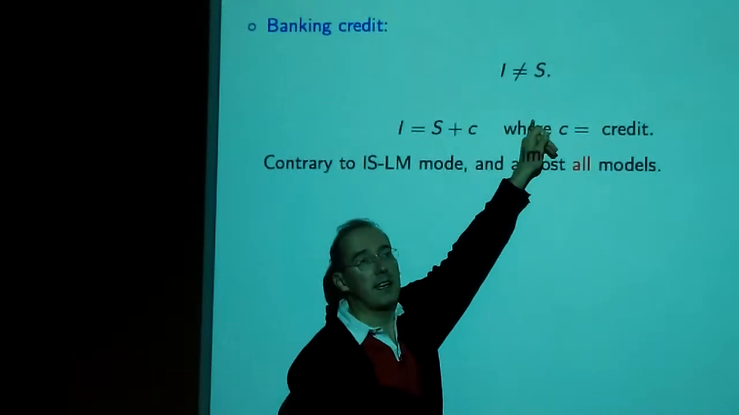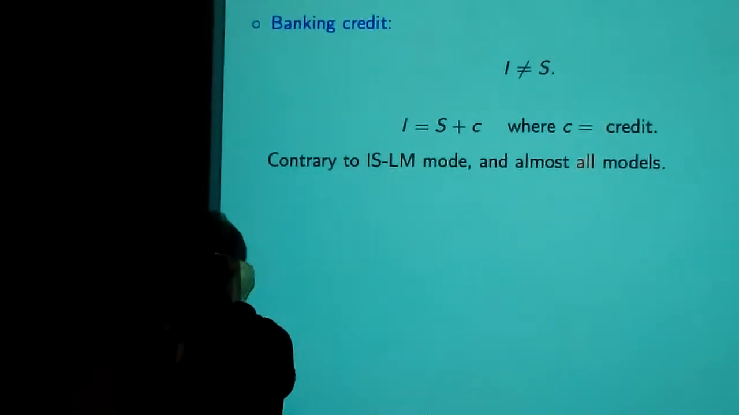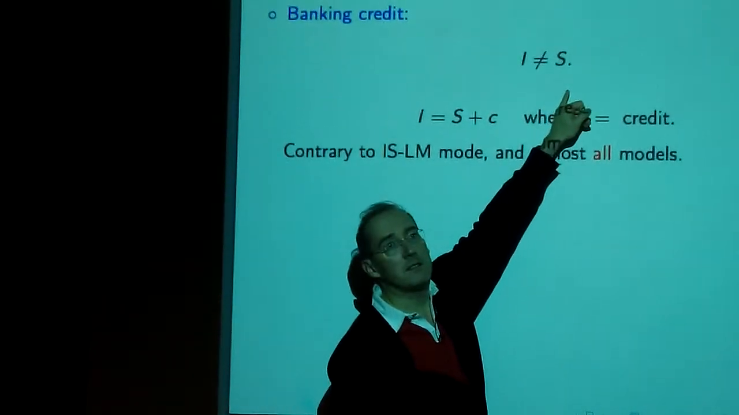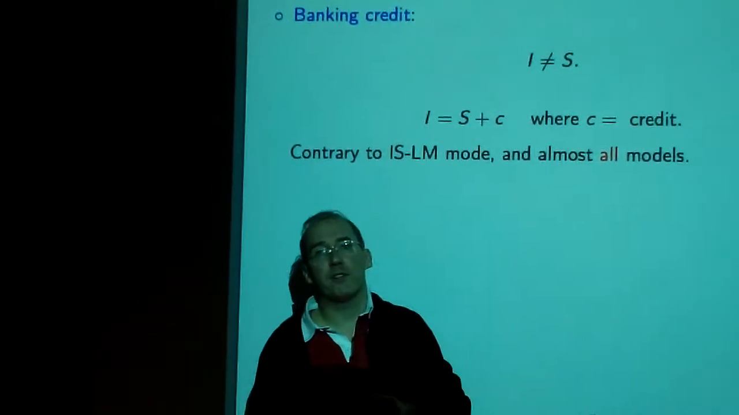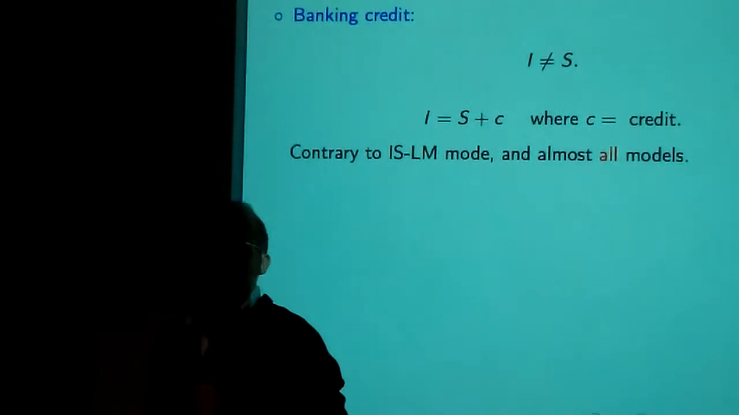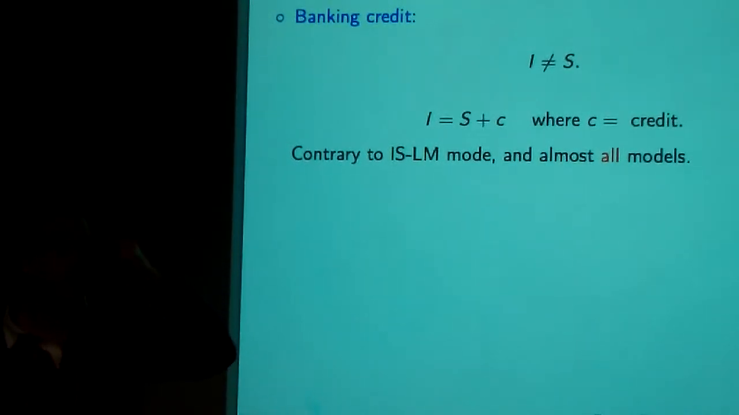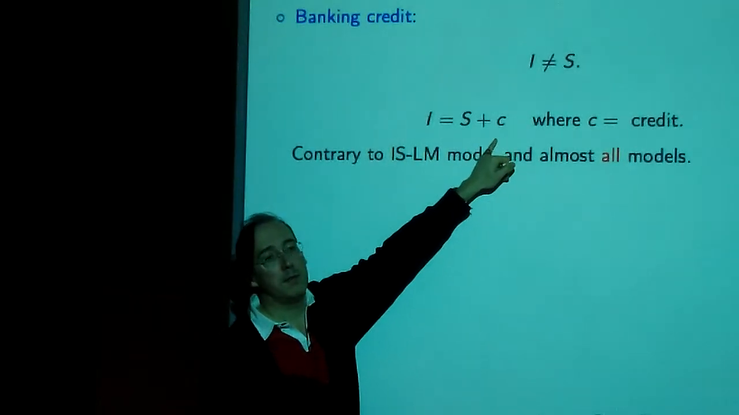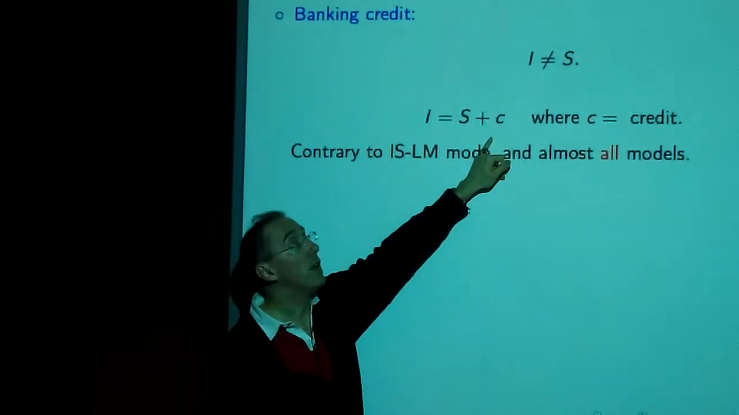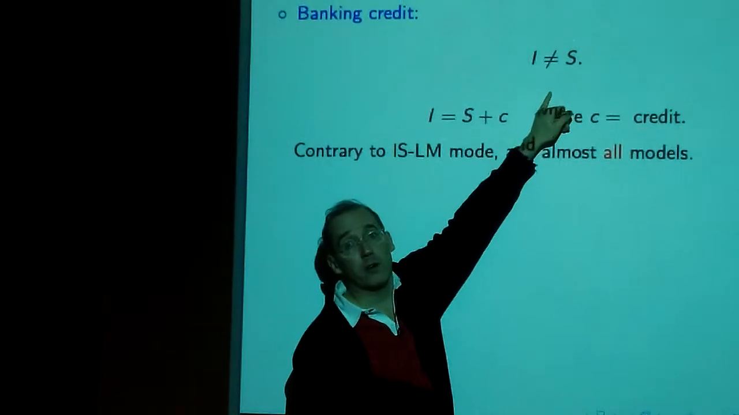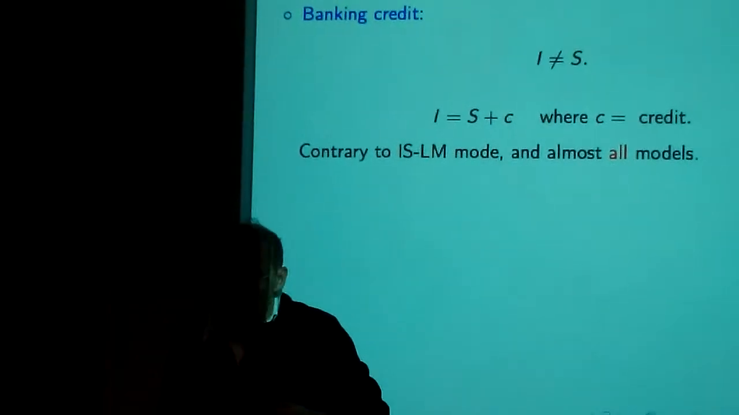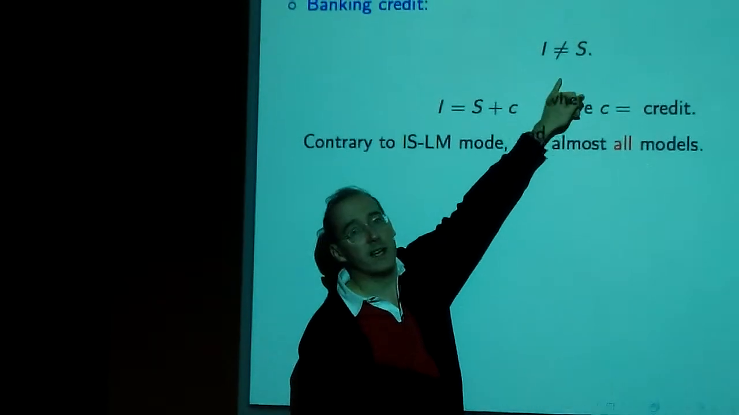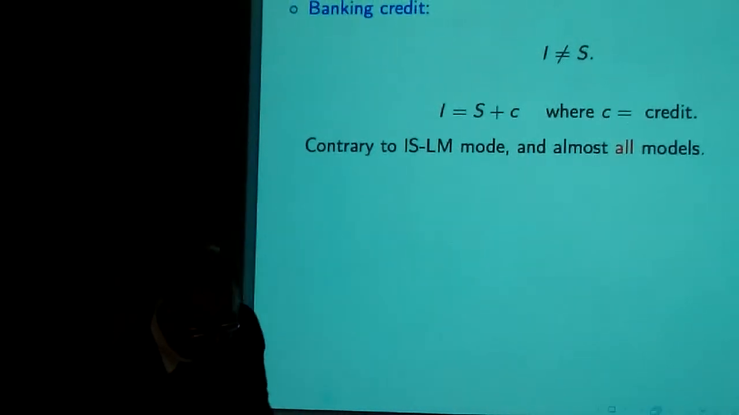I equal to S is probably the most famous equation for economists. This is investment, okay, and this is saving. So in 99% of these models, you have investment equal to saving. But if you understand that there is banking credit, investment should be equal to saving plus credit, money creation. This means that this equality is wrong. Okay? So a good model should be a model where you have this kind of equality and certainly not this kind of equality. Okay?